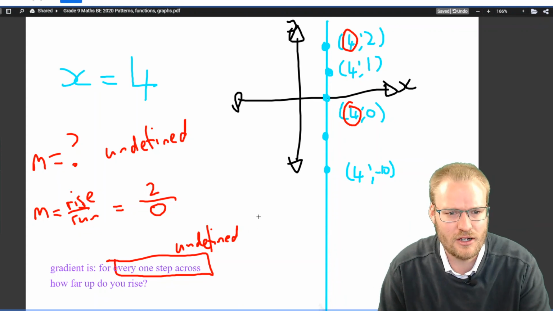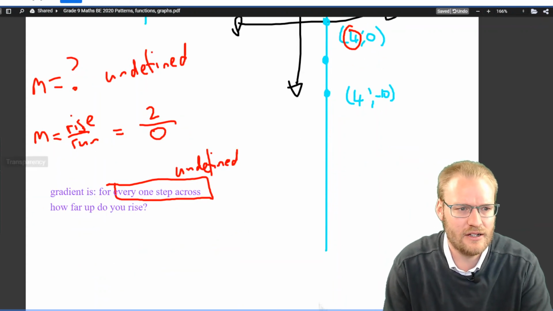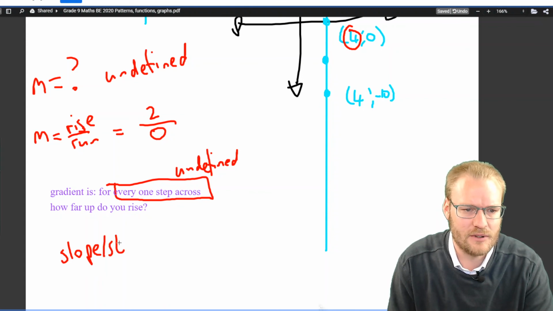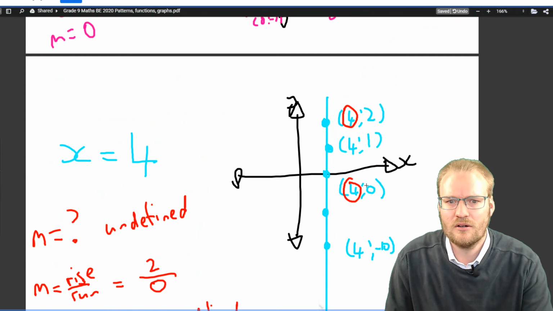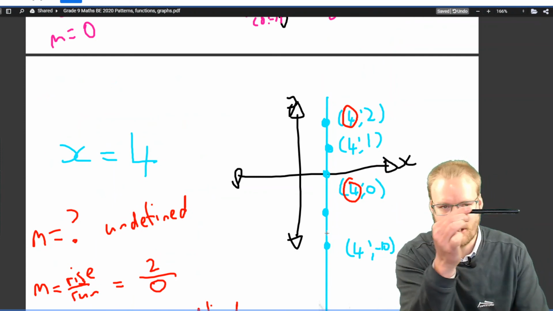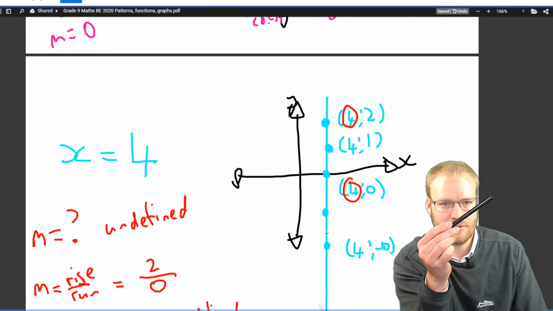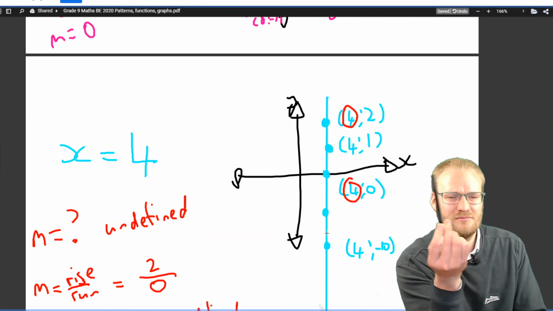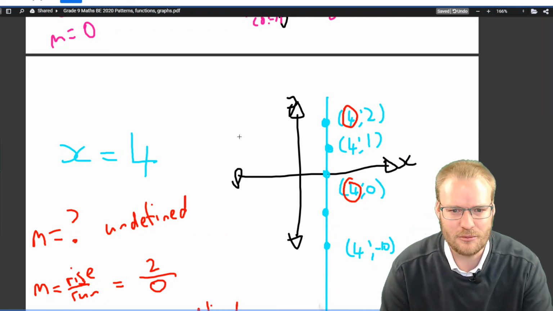Okay, and the last thing of gradient is slope or steepness. How steep is this graph? Well, that's not steep at all, right? The graphs we did before. That's steep. That's even steeper. That's even steeper. But that, it's undefined. So that would be our final way.